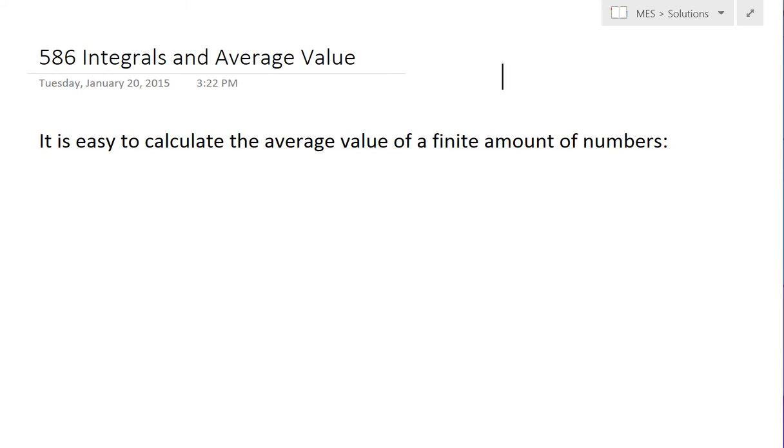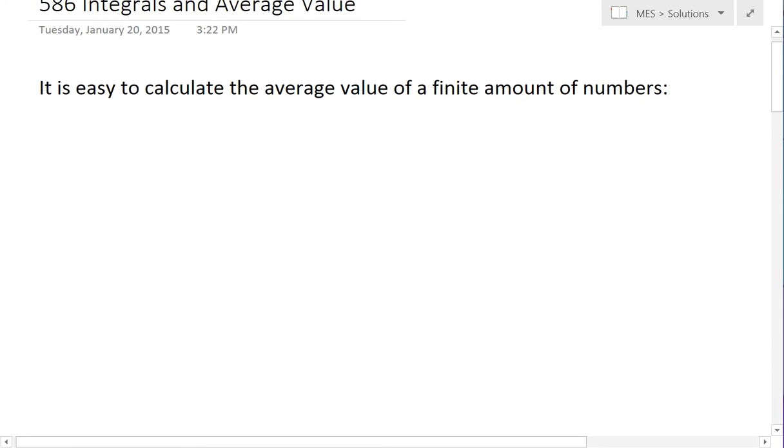Time to discuss further into integrals, and now look at integrals and average value. Basically, show how to find the average value of a function using integrals.